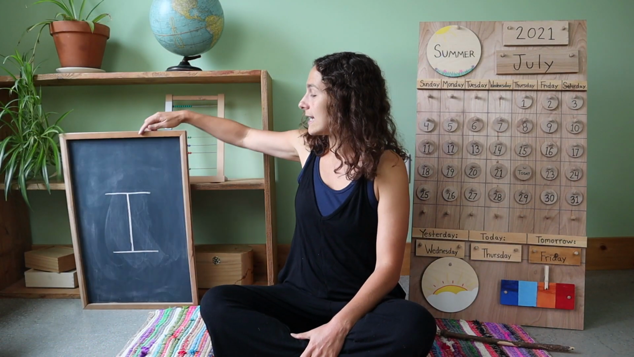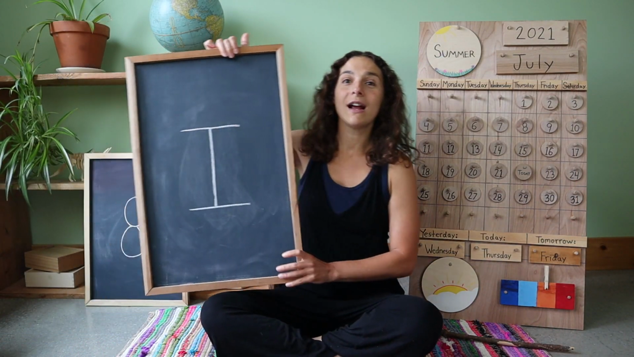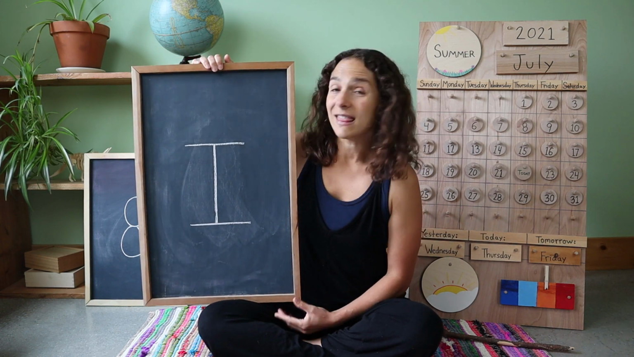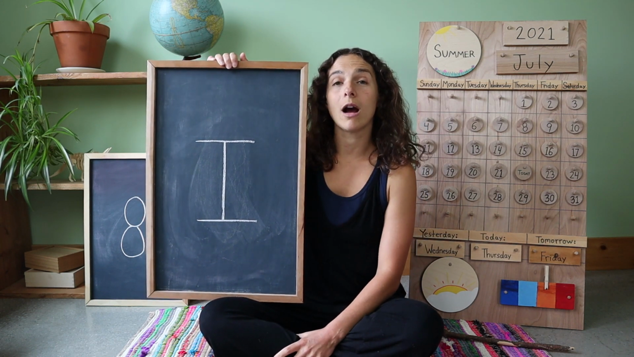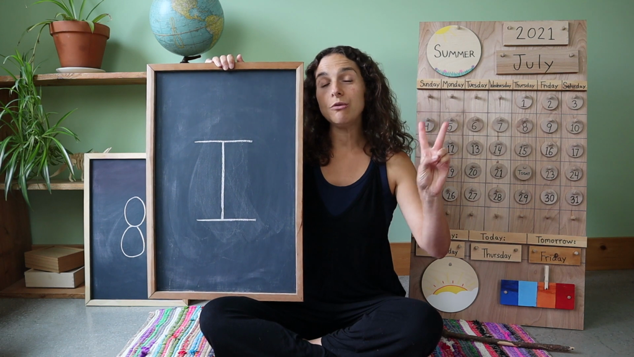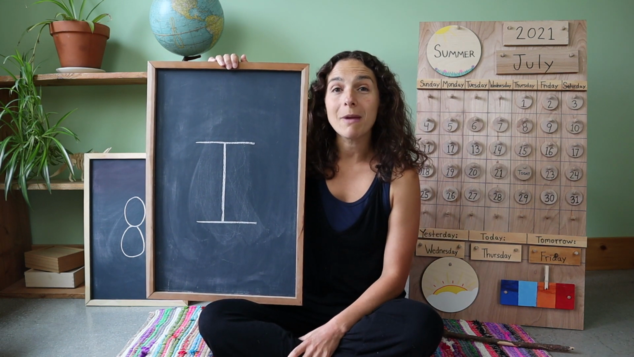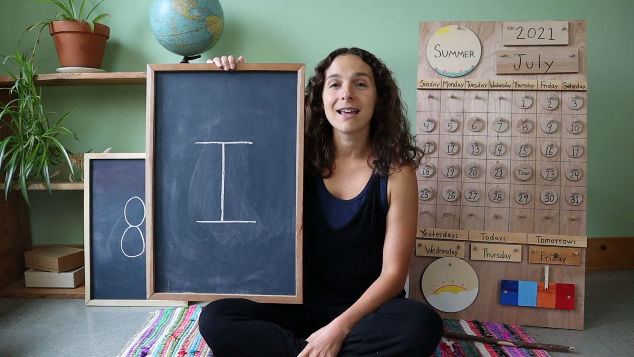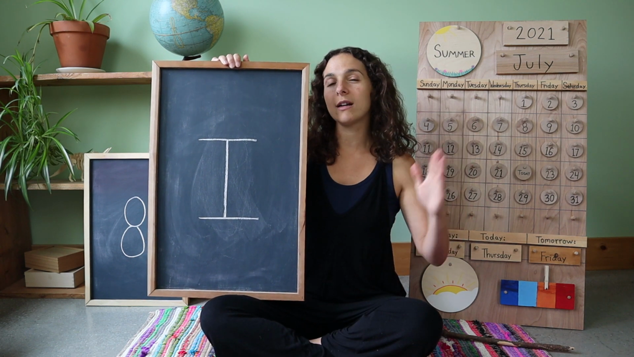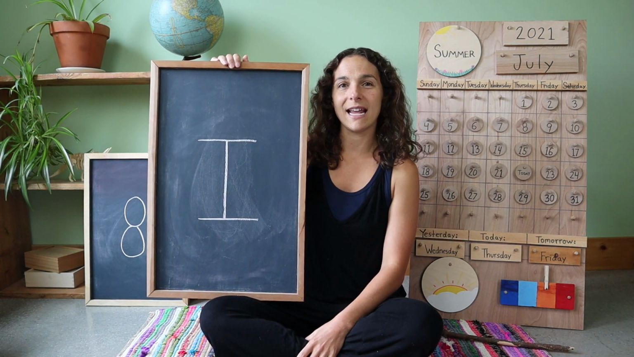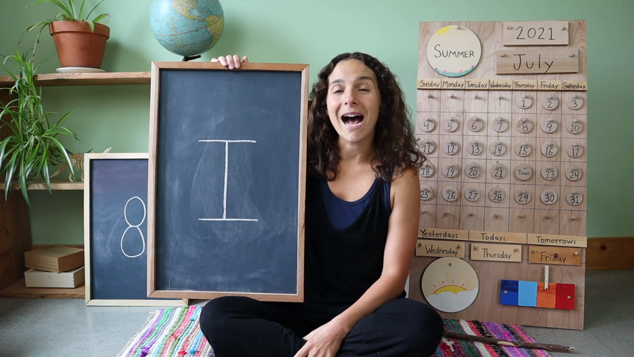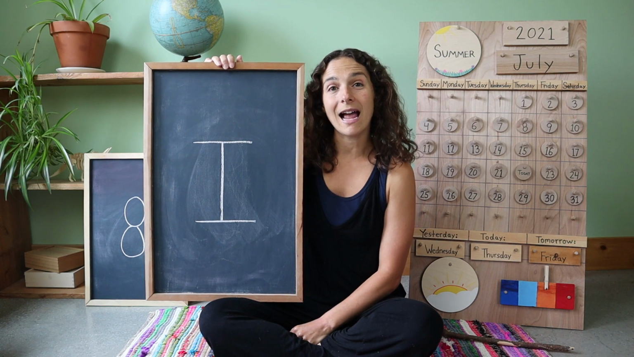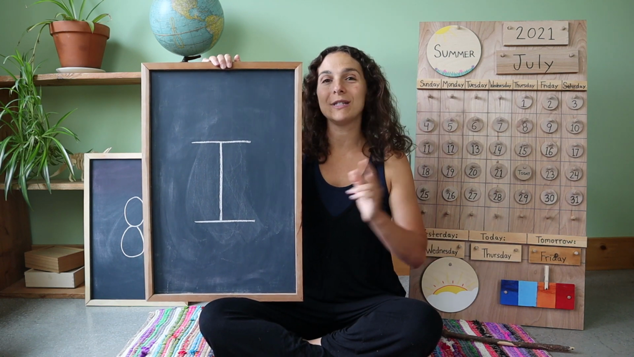Now let's move on to the letter, the number, and the sign of the week. This is a capital or uppercase letter, and it makes two sounds. Will you make the short sound with me? Eh. And what about the long sound? What does that sound like? I. This is a capital or uppercase I, and I makes two sounds.